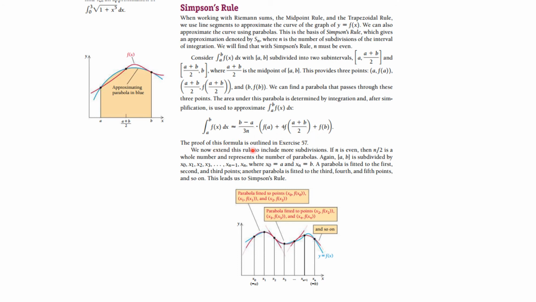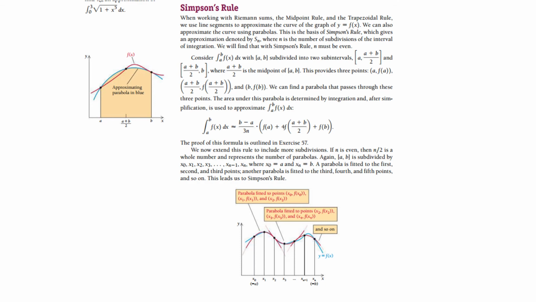And this could be an exercise that you could do. Now let's extend that to have more subdivisions. Now if n is even, then n over 2 is a whole number and represents the number of parabolas. So we do have to have n to be even to use this approach. That is not a difficult problem. And again, we use 3 to estimate that with a parabola. We use the next 3 to estimate it with a different parabola, and so on.